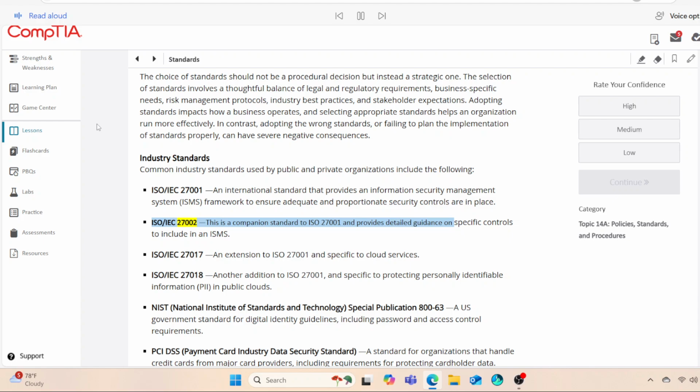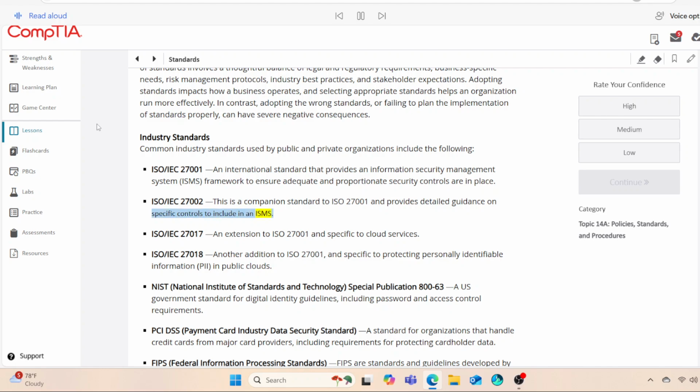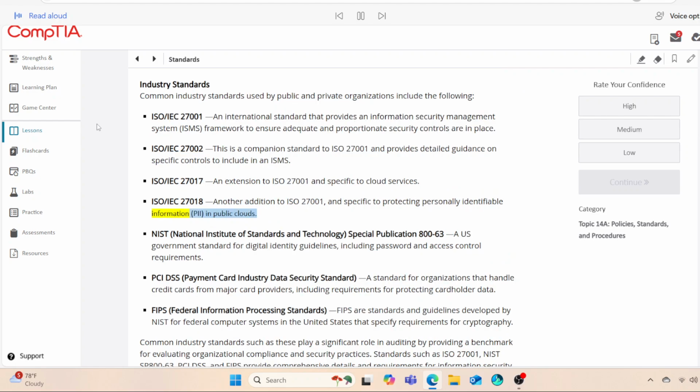ISO/IEC 27002. This is a companion standard to ISO 27001 and provides detailed guidance on specific controls to include in an ISMS. ISO/IEC 27017, an extension to ISO 27001 and specific to cloud services. ISO/IEC 27018, another addition to ISO 27001 and specific to protecting personally identifiable information, PII, in public clouds.